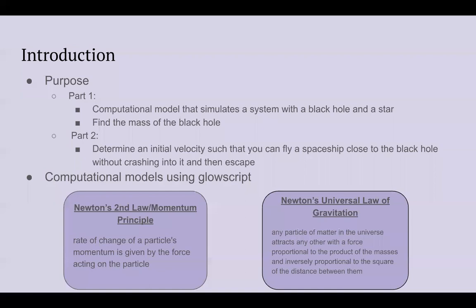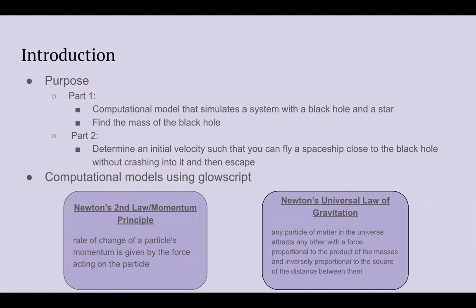This lab has two parts. The first part is to simulate a system with a black hole and a star to find the mass of the black hole. The second part is to determine an initial velocity such that you can fly a spaceship close to the black hole without crashing into it or an orbiting planet, and then escape away from the black hole. We will do this by constructing two computational models using GlowScript.